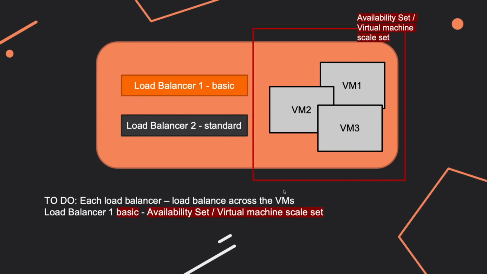So if we consider the basic load balancer, which is cheaper, what do we need to do if we want to do the load balancing? You have to remember that in this case, the three virtual machines need to be in the same availability set or in the same virtual machine scale set. If you want to use the standard load balancer, in this case, the virtual machines need to be part of the same virtual network.